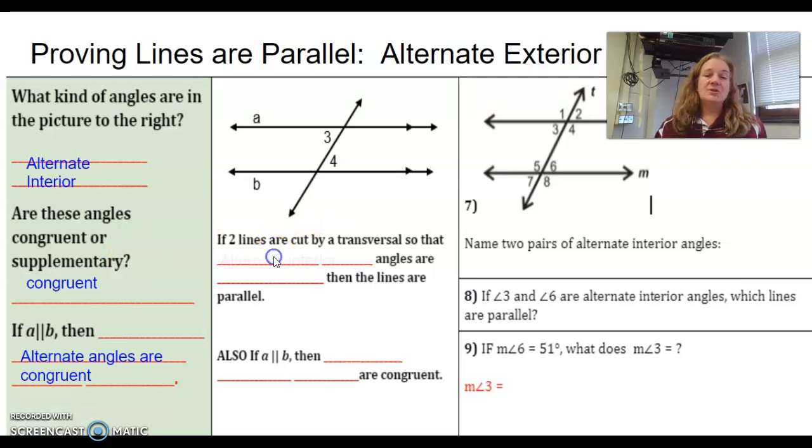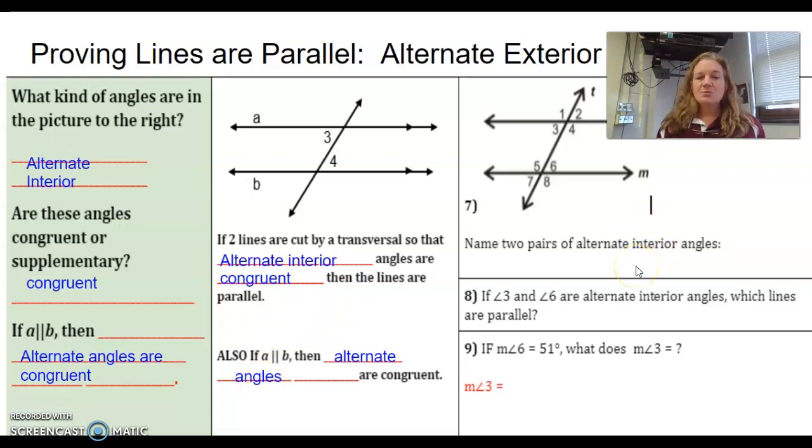Same rule. If two lines are cut by a transversal, so alternate interior angles are congruent, then the lines are parallel. Translating that, if 3 and 4 are congruent and they're alternate interior angles, then A and B are parallel. Okay? So I can say it either way. If the angles are congruent, then the lines are parallel. If the lines are parallel, then the alternate interior angles are congruent.